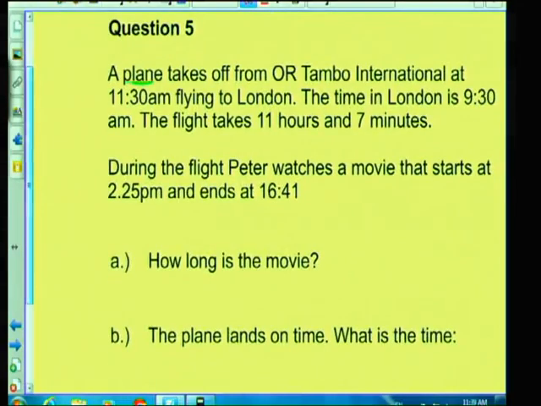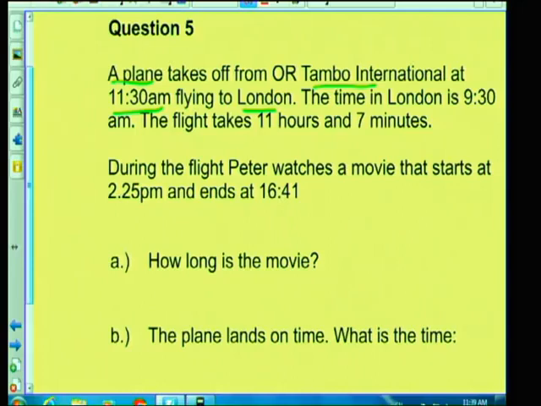Okay, now, talking about going overseas, here's another interesting little question about traveling. We're dealing with time here. Traveling comes up, and you need to be able to read off tables, timetables, and all that sort of thing. Here's one that tells us that a plane took off from OR Tambo International in Johannesburg at 11:30 a.m. and it was flying to London.